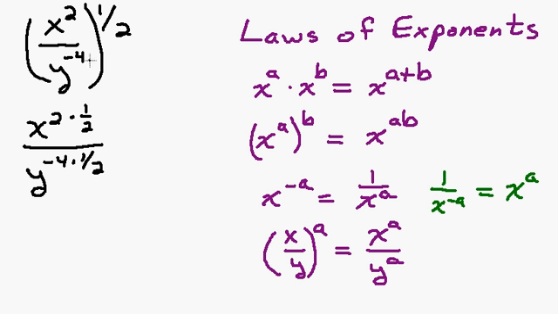So each of these to the 1/2 power. So let's go ahead and do that. X and to the 2 times 1/2 is 1. X to the first power, I don't have to write that 1, so I'm just going to leave it as x. And then negative 4 times 1/2 is negative 2.